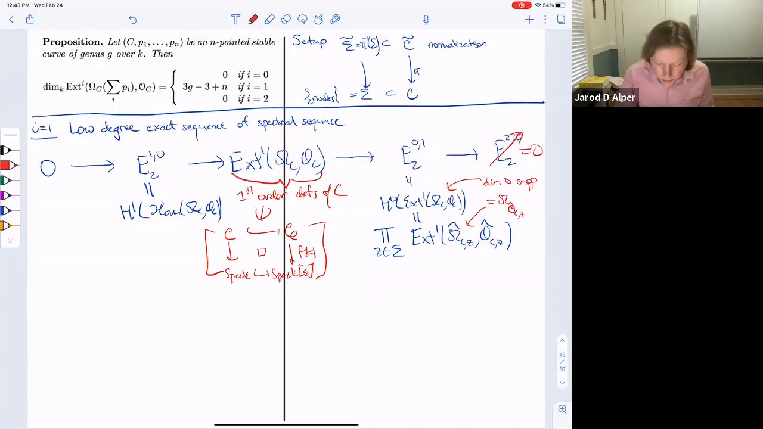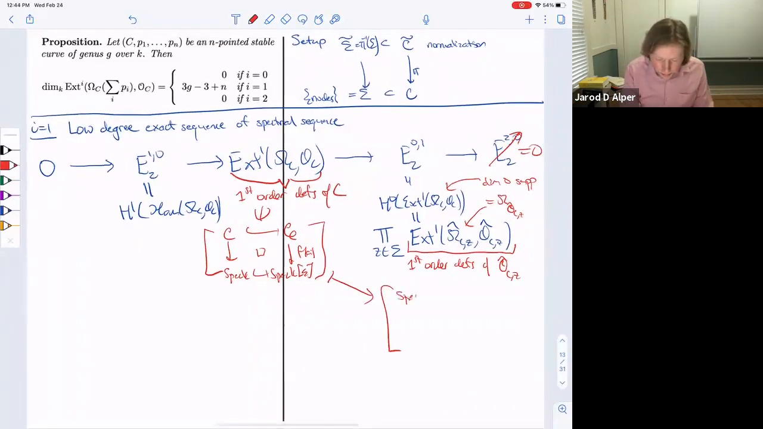But note that on the right-hand side, this Ext^1 group is of the same form. It's Ext^1 of the sheaf of differentials and the structure sheaf. So this corresponds to first order deformations of the singularity of the completion of C at Z. And what this map is, you can identify this map as taking a first order deformation to the first order deformation of the singularity.